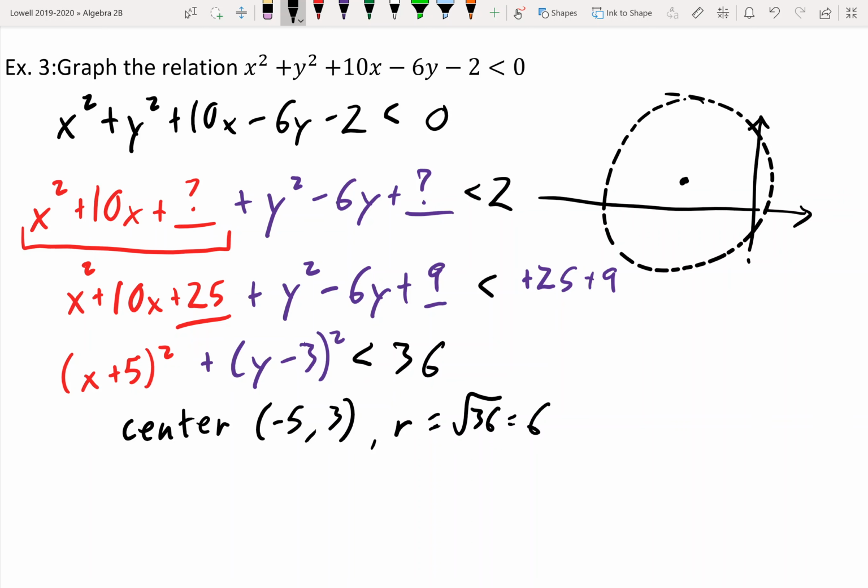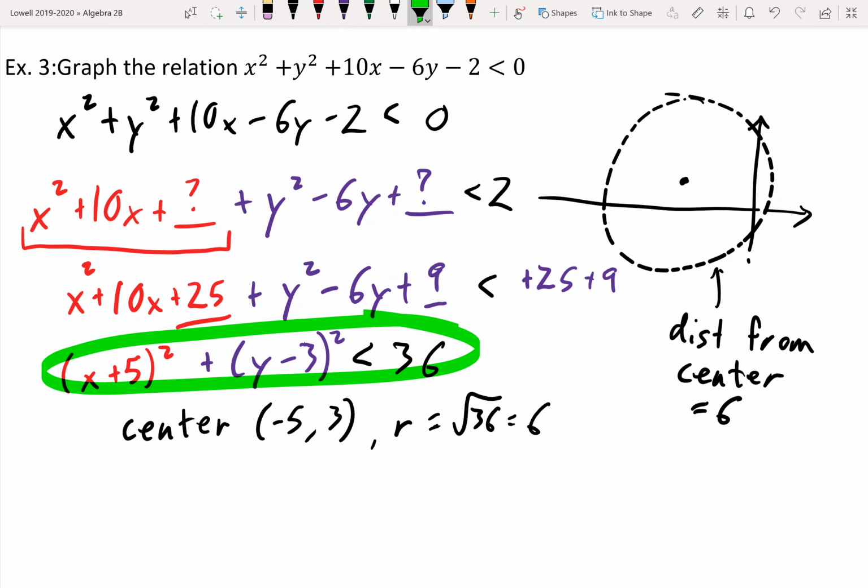So let's think about this. This equation right here, the black border, says your distance from the center is equal to 6. What this equation actually says now, boxed in or highlighted in green, what does this say? Well, this would say that your distance from the center, the center being still -5, 3, is less than 6.